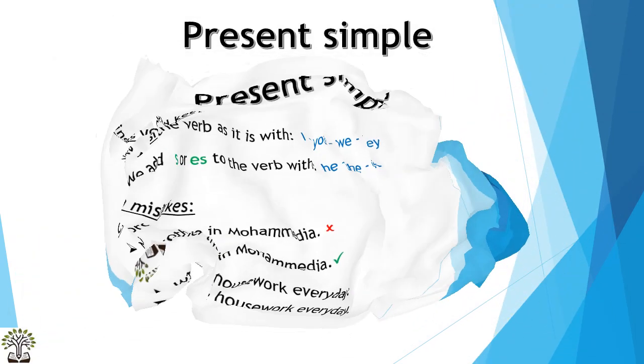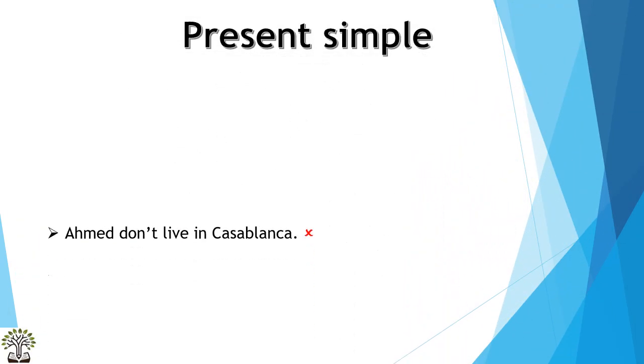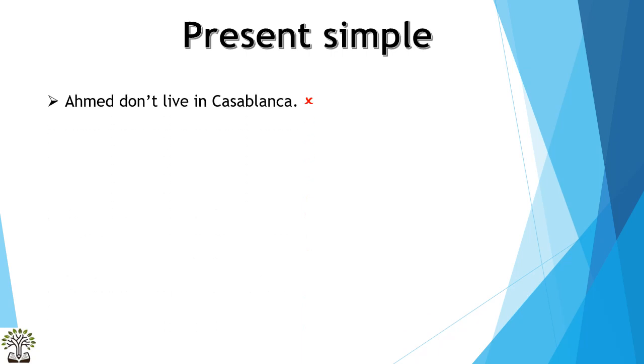Okay, more mistakes. We are going to see more mistakes. Ahmed don't live in Casablanca. So this is a mistake. Of course, it is a negative sentence. So Ahmed doesn't live in Casablanca. Doesn't live in Casablanca. Ahmed ما كيسكنش في كازا.